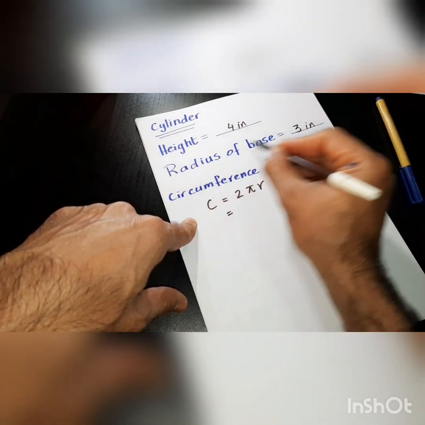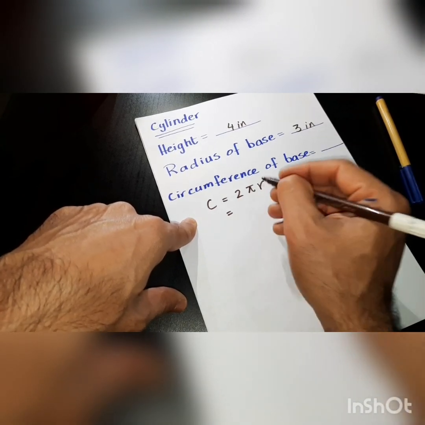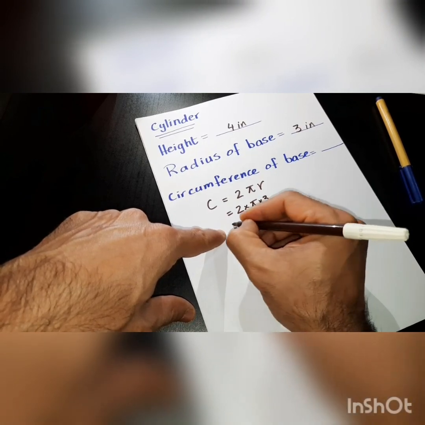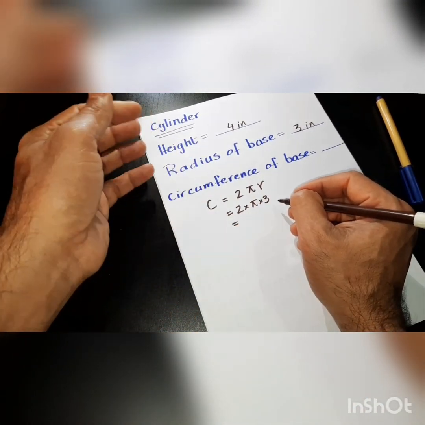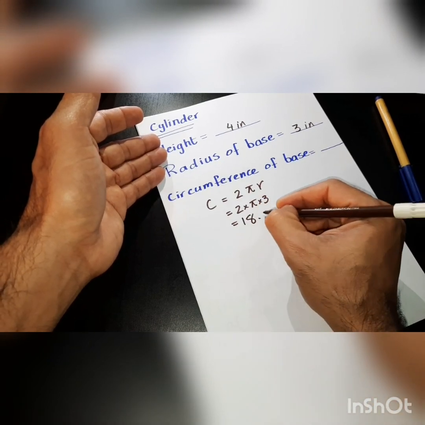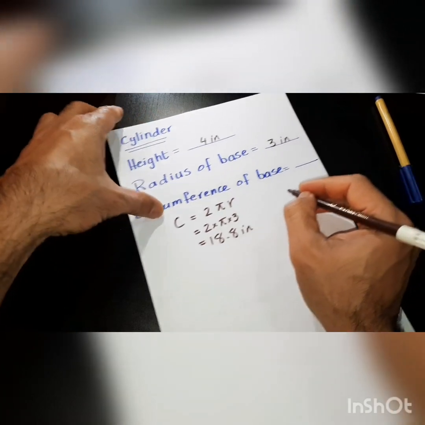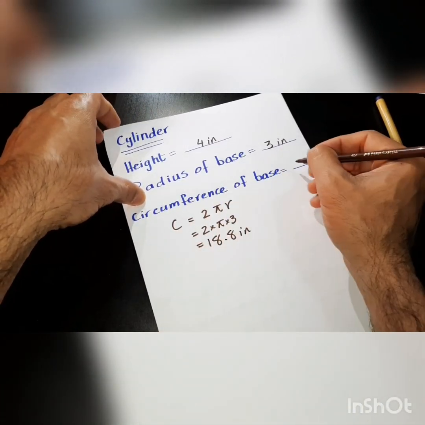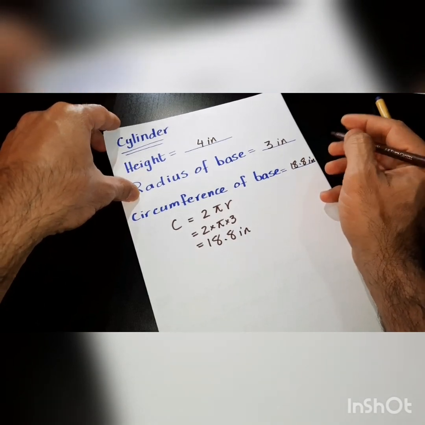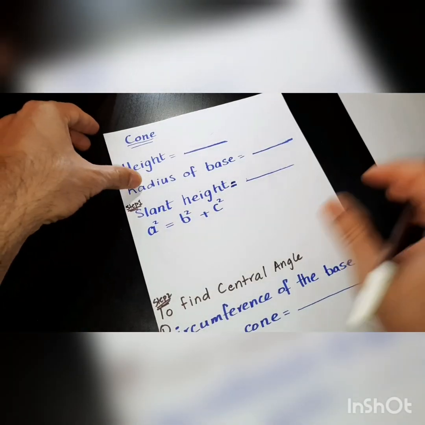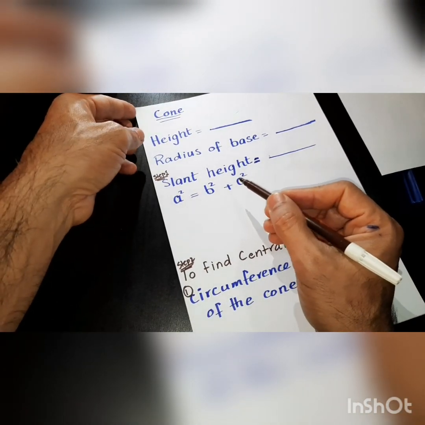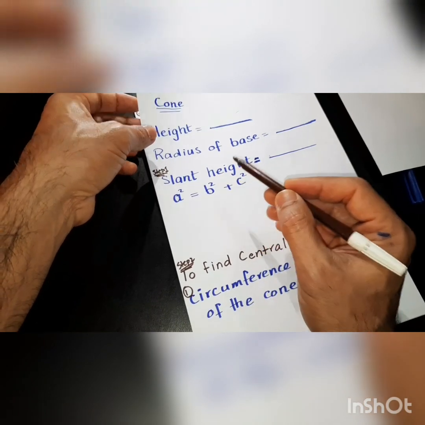In this case, my base radius is 3, so r will be replaced by 3: 2 times pi times 3. Now you can use your calculator to find the answer, and the answer will be 18.8 inches. So my circumference of the base of the cylinder is 18.8 inches. Step number 2 is to find the slant height of the cone and the central angle.